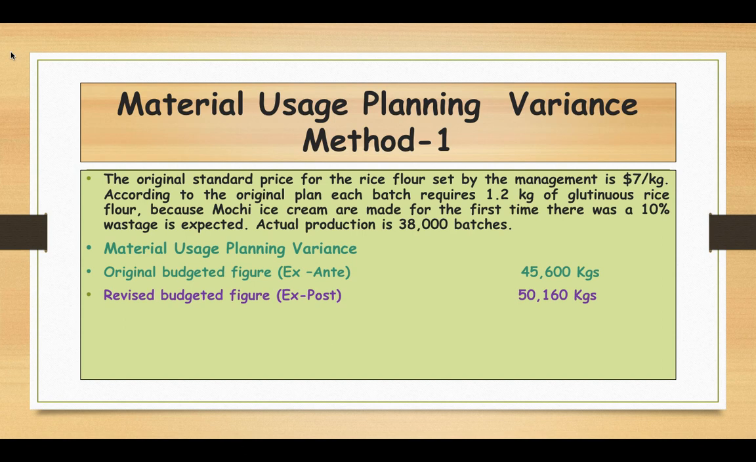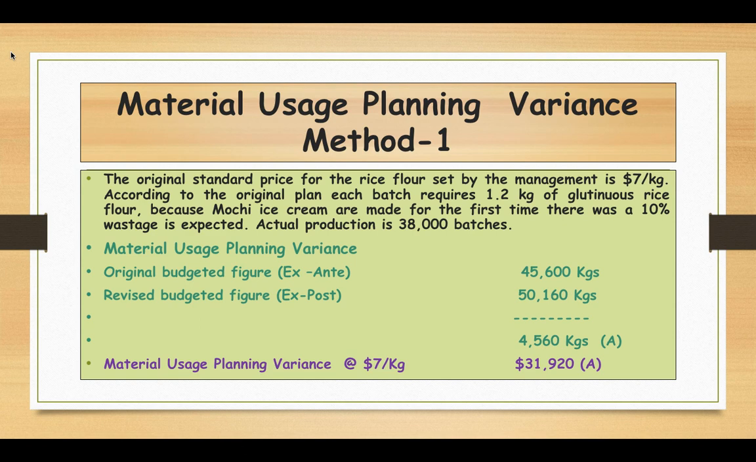So I'll quickly explain again. According to the original budget, 1.2 kilograms per batch. You've got to add the 10% on top. So 1.2 times 1.1, which is the 10% increase or loss, times it by the 38,000. So you get 50,160 kilograms. So the usage variance in kilograms is 4,560 kgs adverse.